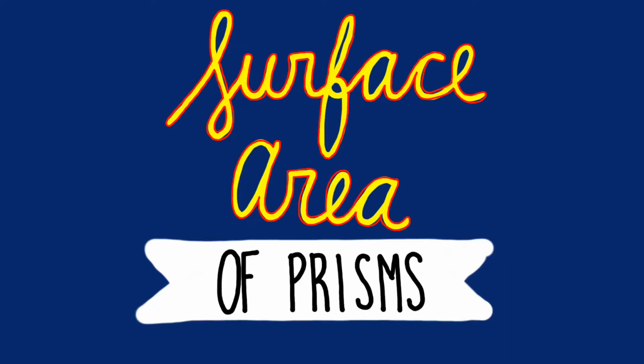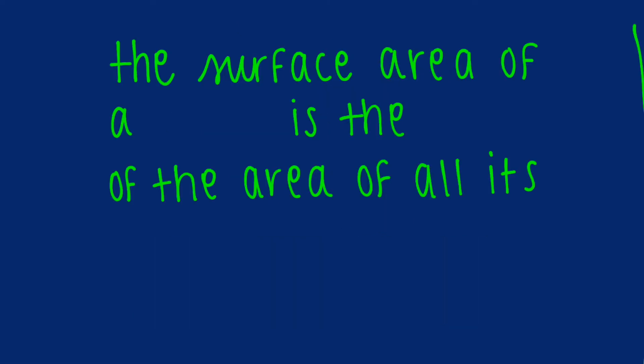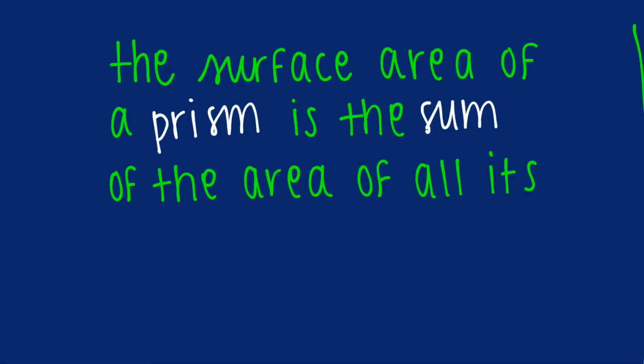Remember, your prisms are figures that have a set of congruent and parallel bases. They're the same shape, same size bases. Everything else may be different, and we name them based off of those bases. So just a little fill in the blank. The surface area of, and we're dealing with prism, so your fill in the blank is prism, is the sum of the area of all of its faces.